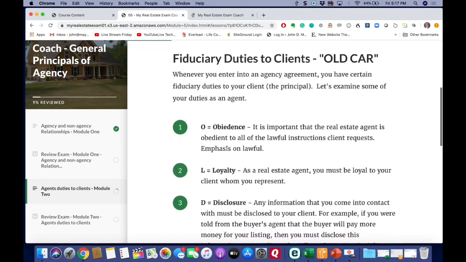Now, some people use the acronym OLD CAR. Some people use COALD, C-O-A-L-D. Let's use OLD CAR in this example. In other words, when you enter into an agency relationship with someone, an agency agreement, and a good example is a listing agreement or a buyer's agency agreement, you've now become a client. There's a client principal relationship.